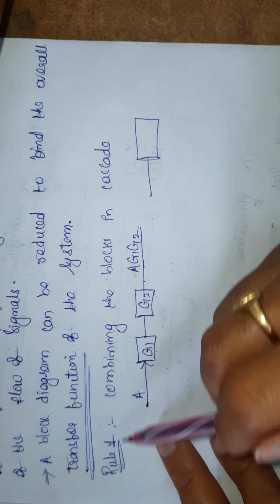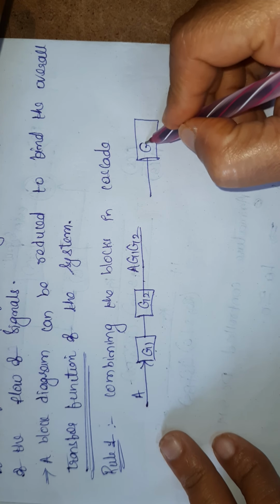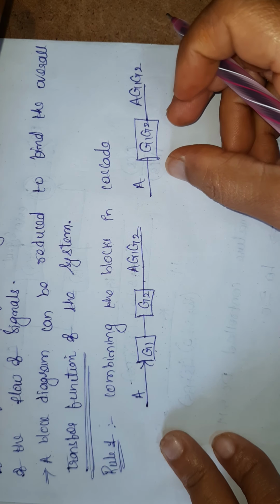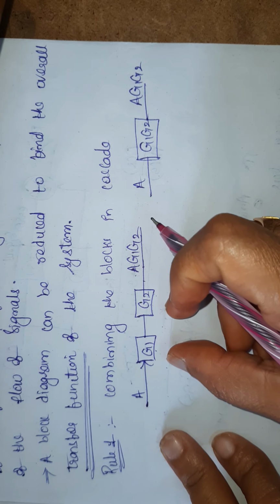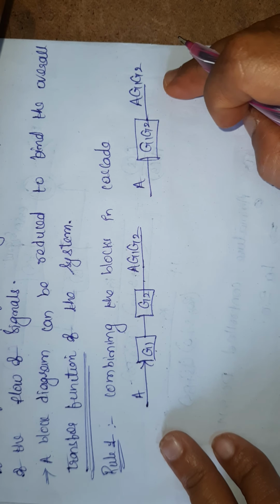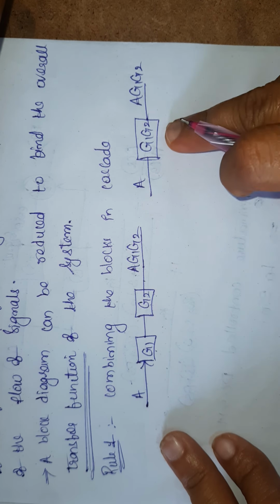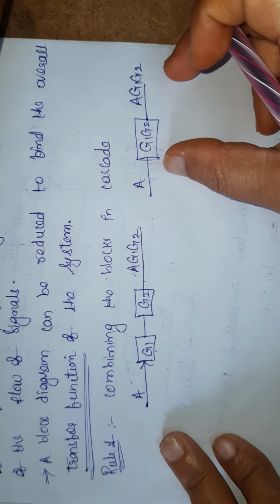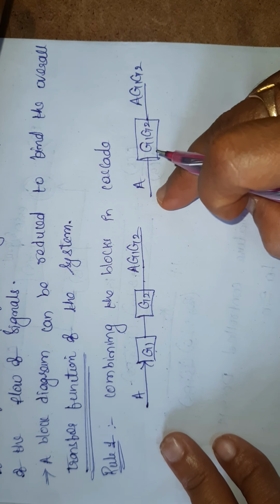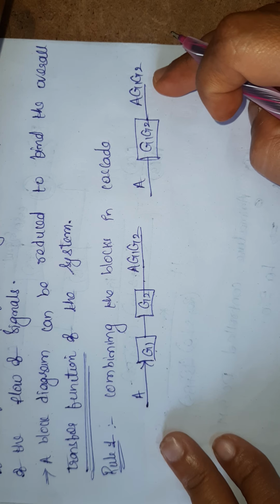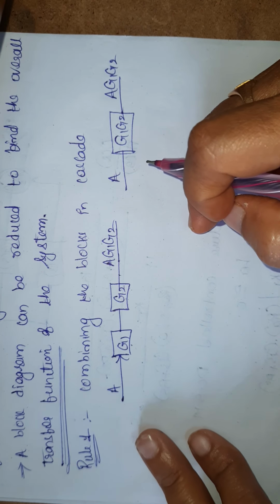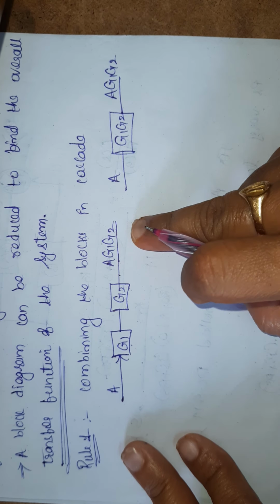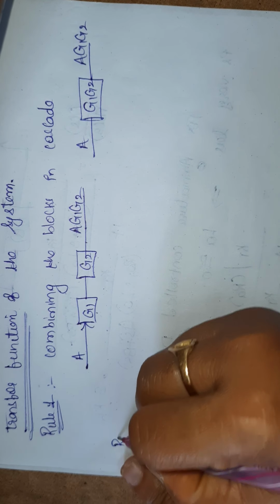Now, what is rule 1? Combining the blocks. Here we can replace the two blocks with one block. So this is nothing but combining blocks. If we have two blocks in cascade like this, we can simply multiply them and represent them in a single box, such that there will be no changes in input and output. If we perform these reduction techniques, there won't be any changes in either input or output.